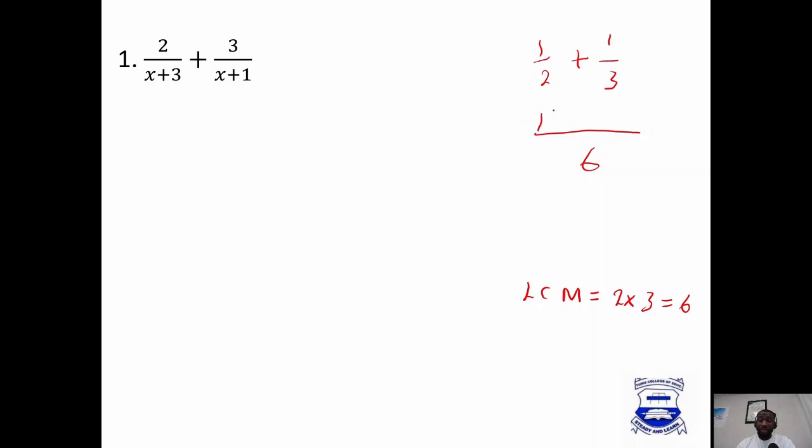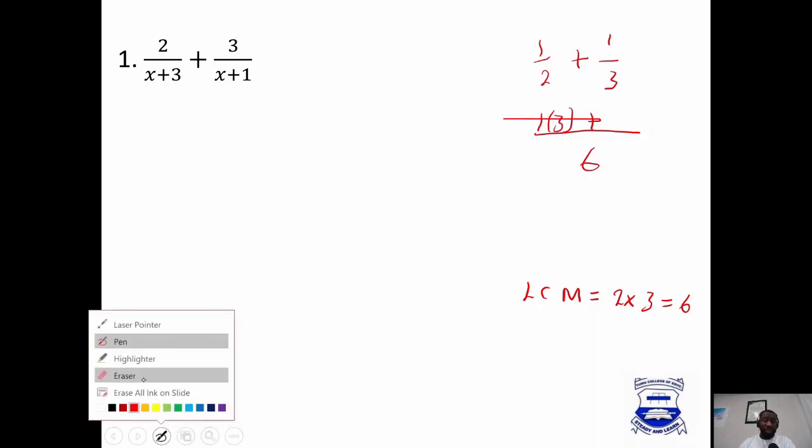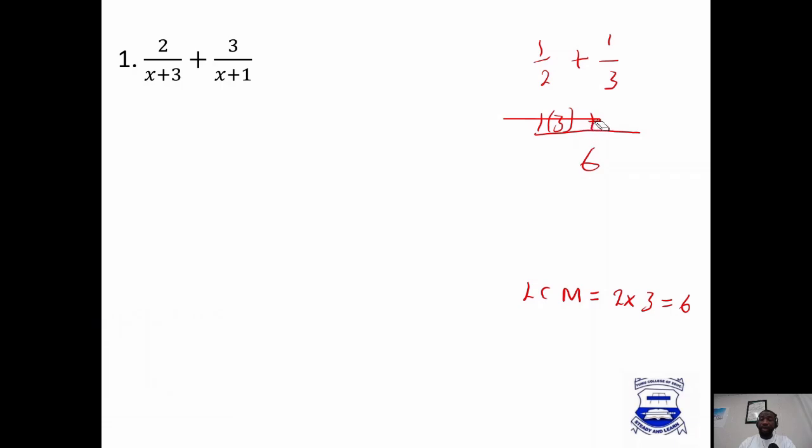So I have 1 multiplied by the 3 plus, we have to do the other side too. Now we ask ourselves, how many times can 3 also divide 6? You realize that 6 divided by 3 is going to be 2. So it's going to be the numerator, which is 1, multiplied by 2. Right. So we're going to use the same idea over here.